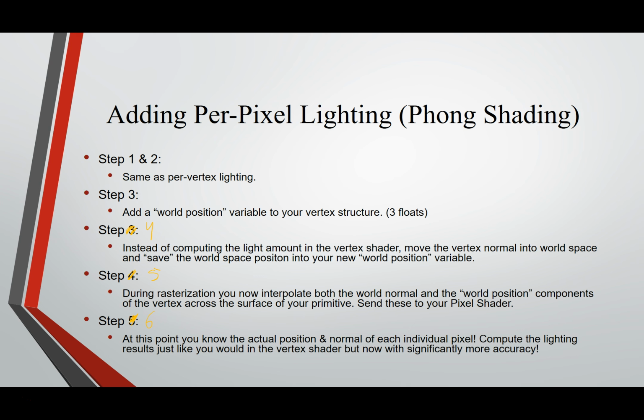And we're going to save the information instead of using it directly. We're going to save it into the variable from step 3. So this is going to be our world position variable. We're also going to move the vertex normal into world space. Now you don't want to move the vertex normal into projection space, and this applies for both Gouraud and Phong.